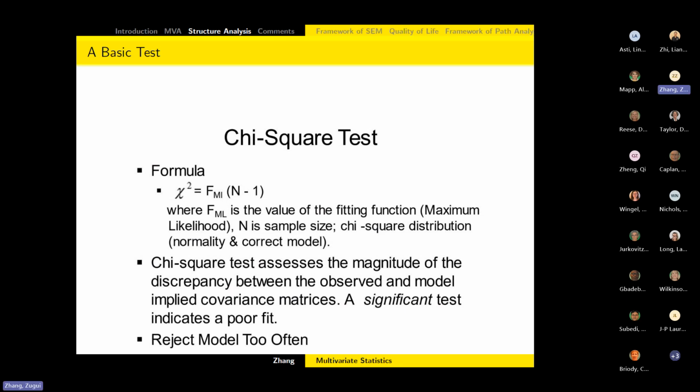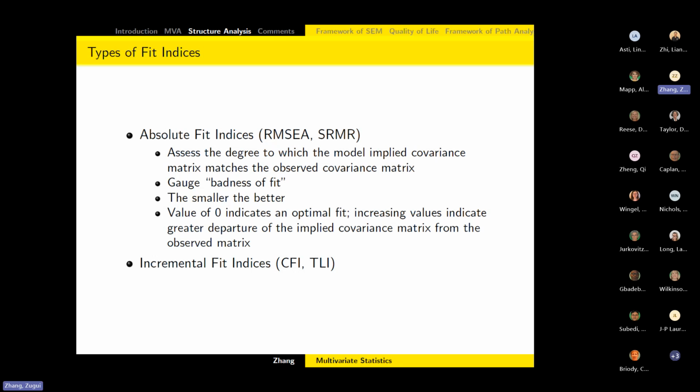So we can use several types of criteria. The commonly used one is the chi-square test, but this chi-square test is highly related to the sample size. So the chi-square test rejects the model quite often. We could use absolute fit indices, like RMSEA or SRMR. Using these absolute fit indices, we can assess the degree to which the model implied covariance matrix matches the observed covariance matrix, and then we can gauge the badness of fit.